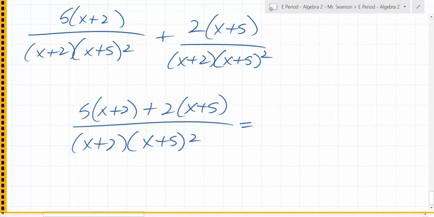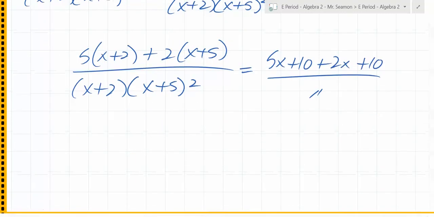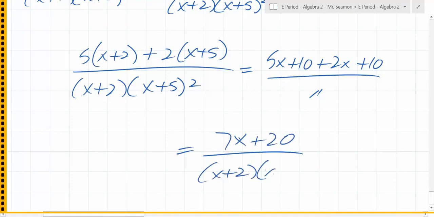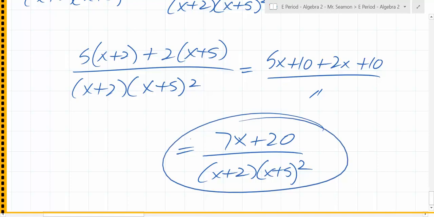Can we simplify the top a little bit? Yeah. 5x plus 10 plus 2x plus 10 all over the same denominator. So what does it equal? How many x's on top? 7x plus 20 over x plus 2 times x plus 5 squared. And you would be done. There it would be. Yes, Mar?